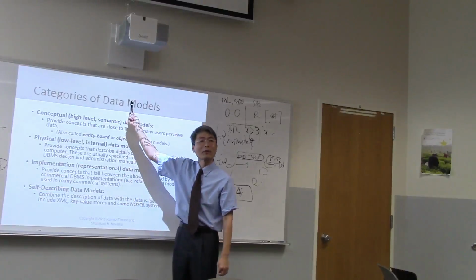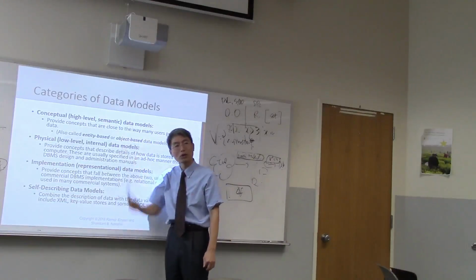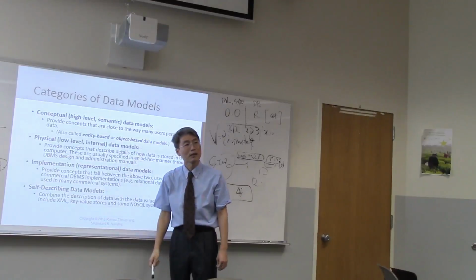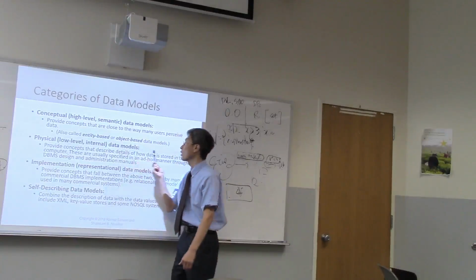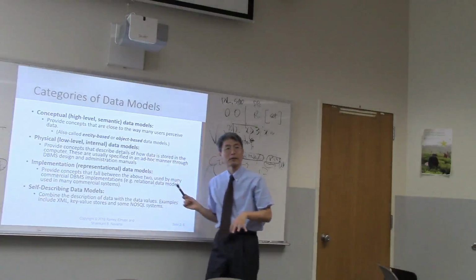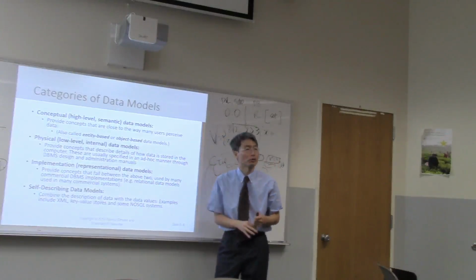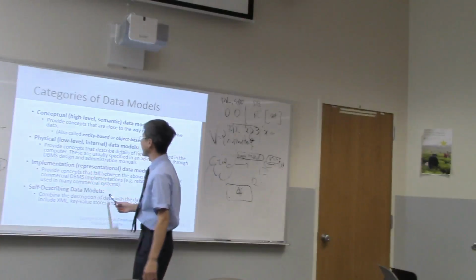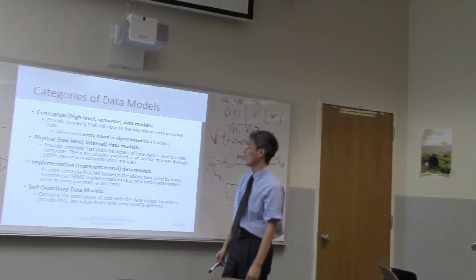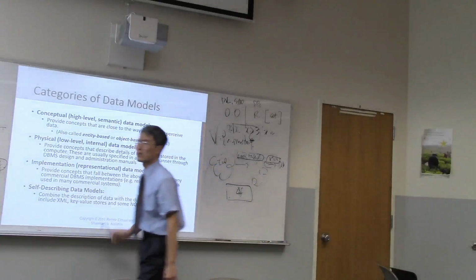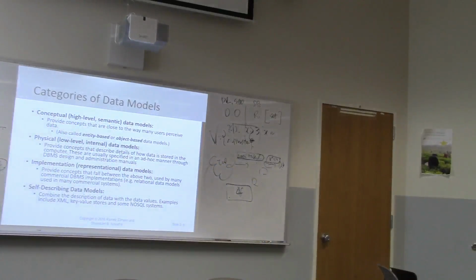First, decide the topic, then do the conceptual design, conceptual modeling, and physical database modeling. Then eventually you will implement the application program to access your database. That's it. That's what you are going to do throughout the semester in project A. Then the next implementation level and the self-describing data model, I don't think it's very important, so you can ignore that.